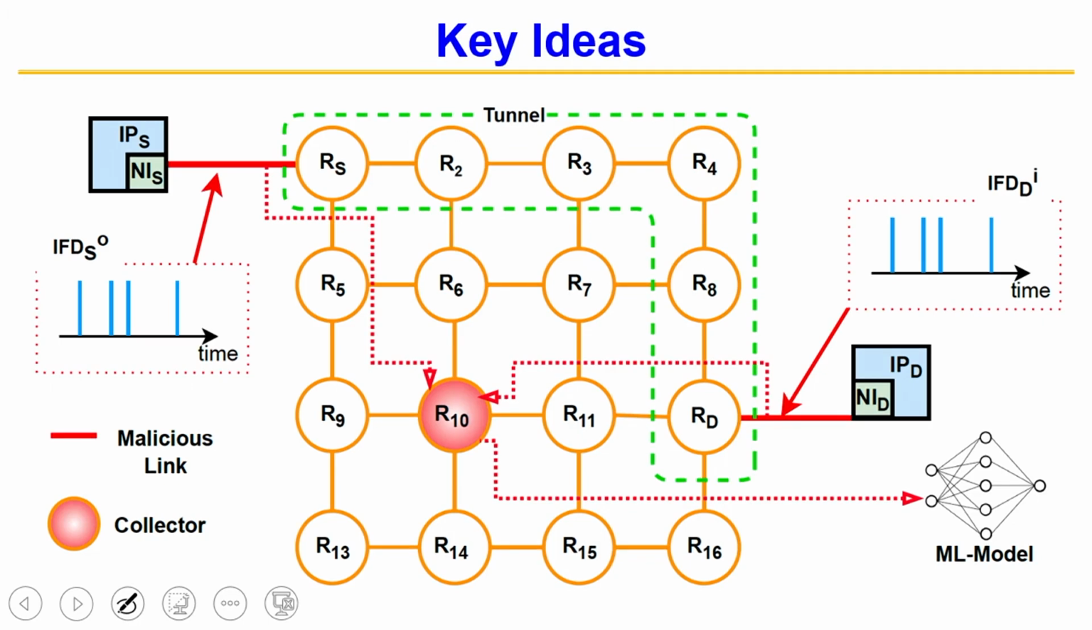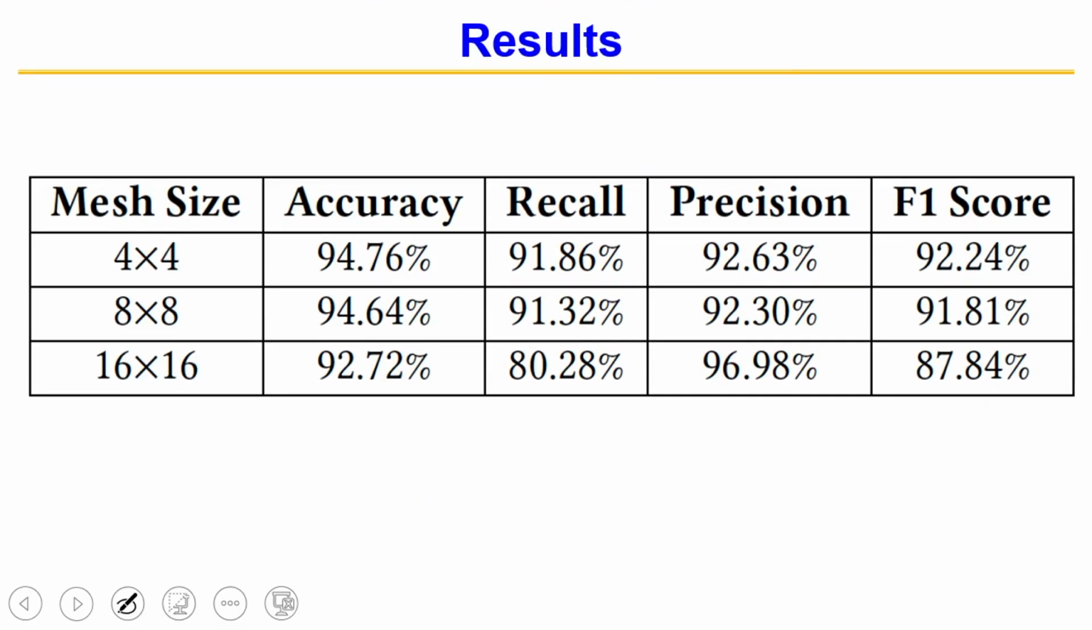This assumption relies on the fact that during training time the attacker is able to know who is talking, at what frequency, what application is running, and what their pattern is, and the machine learning model is trained. If you look at the results, for different mesh sizes, whether 4 cross 4, 8 cross 8, or 16 cross 16, you will see the accuracy is reasonably high using the idea of interflit delay or flow correlation attack.